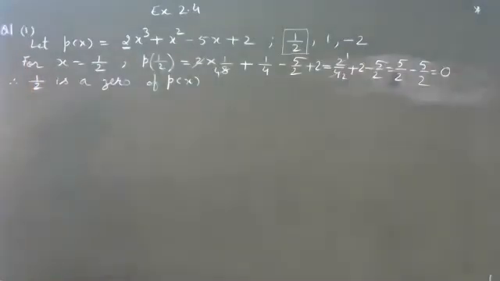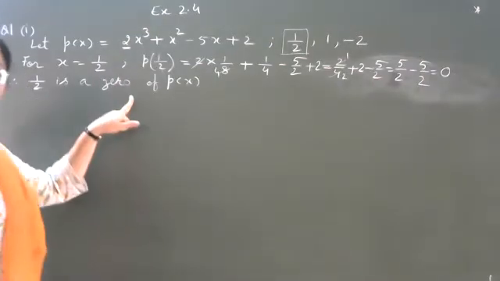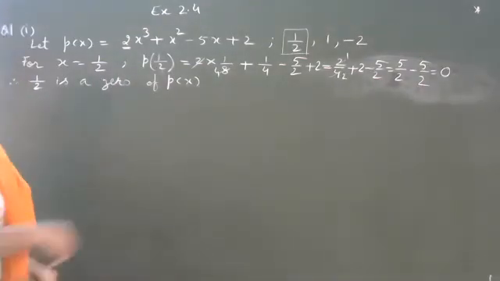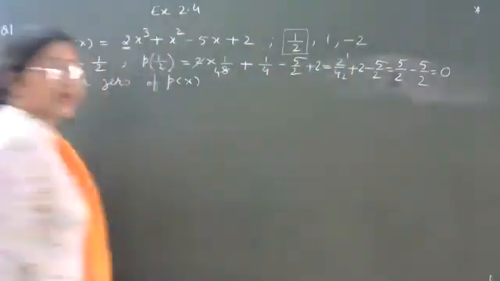If p(x) is 0, it means x is a zero of p(x). So therefore 1/2 is a zero of p(x). Similarly, we have to find for 1 and 2.